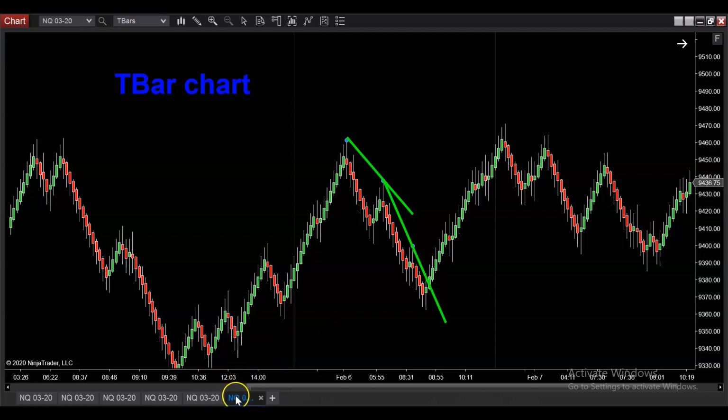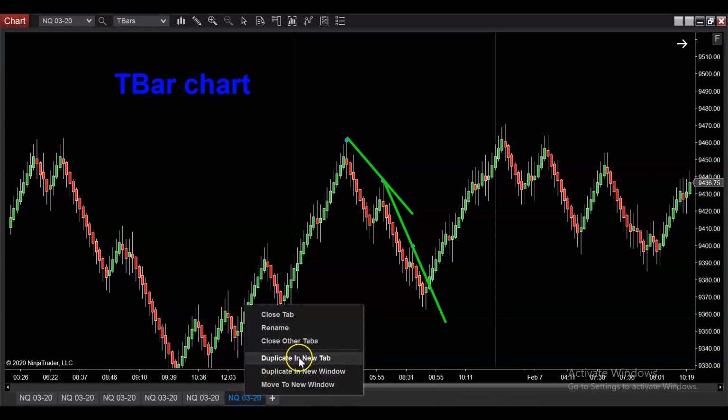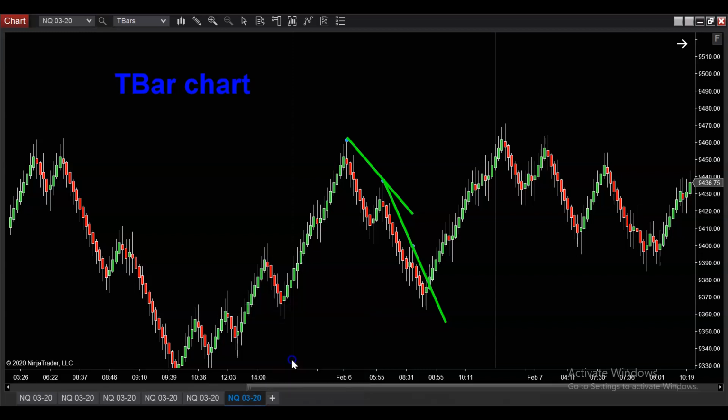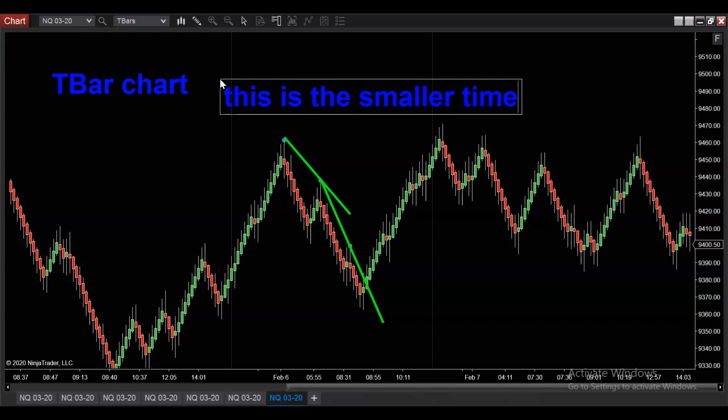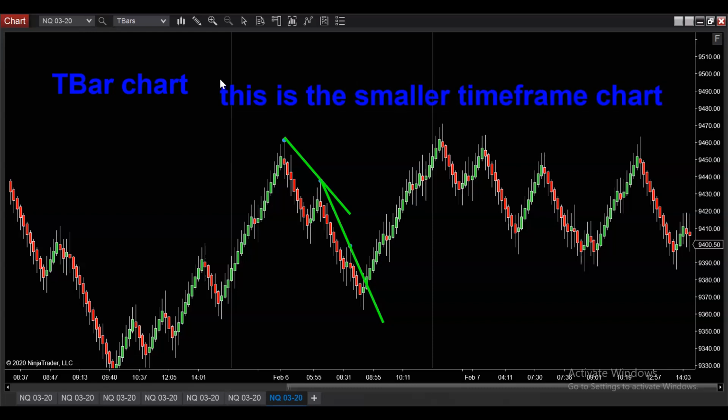You actually duplicate this chart. Right? You right click over the instrument. You can see here duplicate in new tab. I'm just going to click that and the chart's been duplicated, right? So let's quickly identify that here on this chart so that you don't get confused. This is the smaller time frame chart, all right?